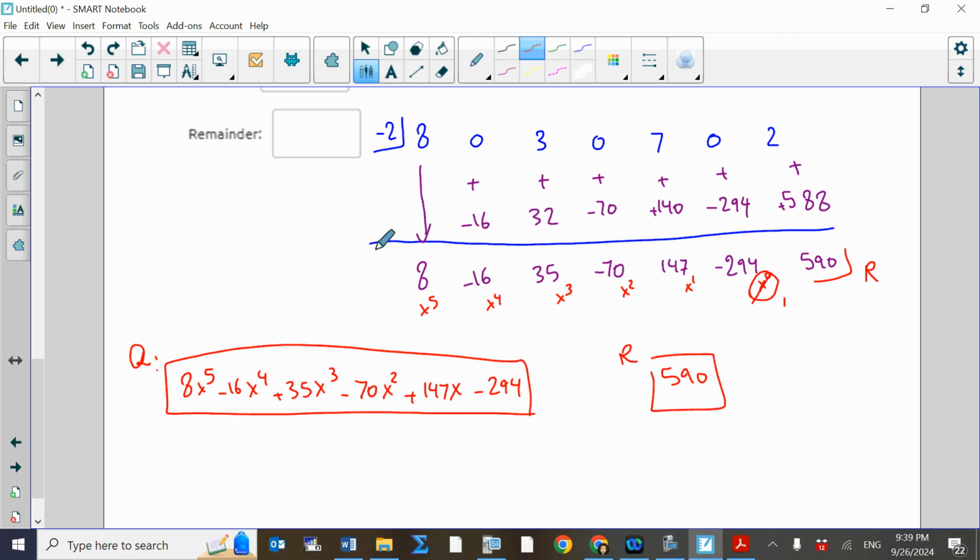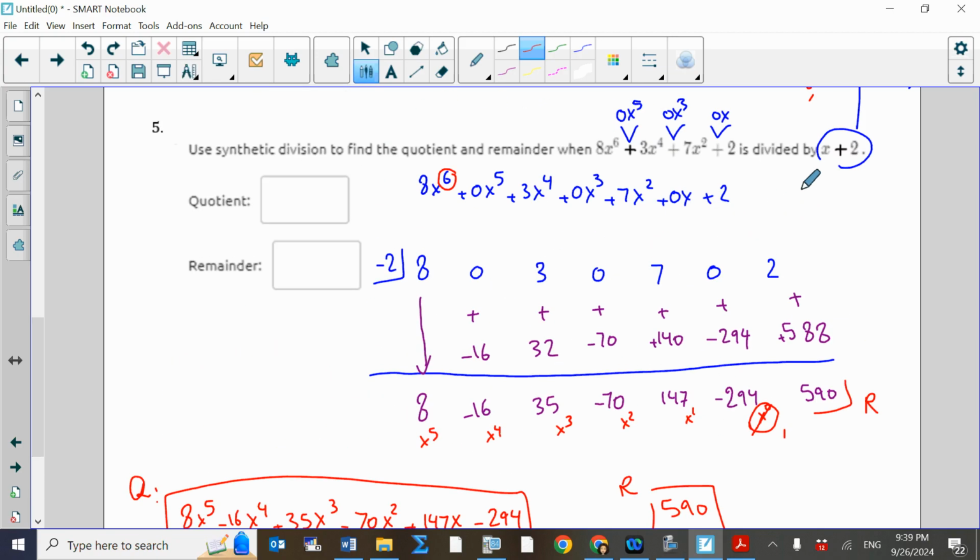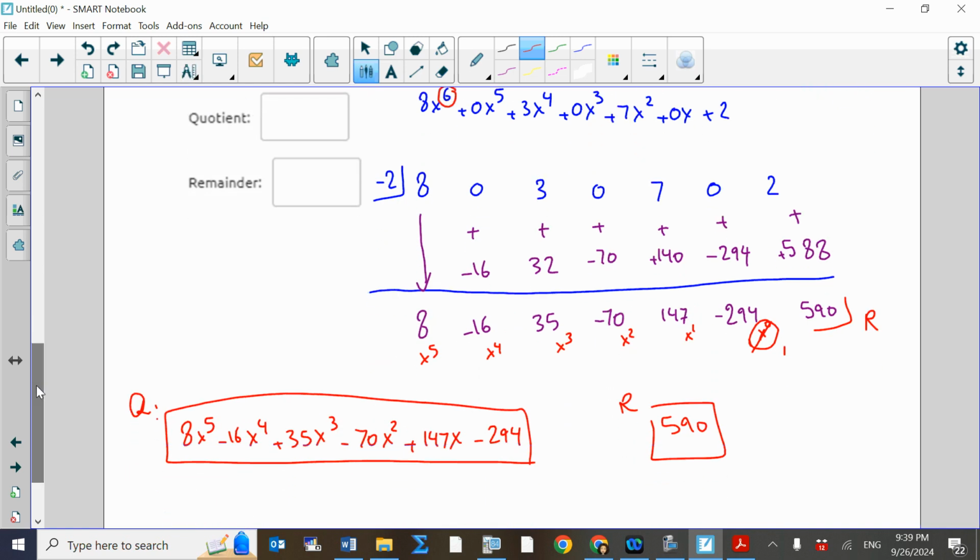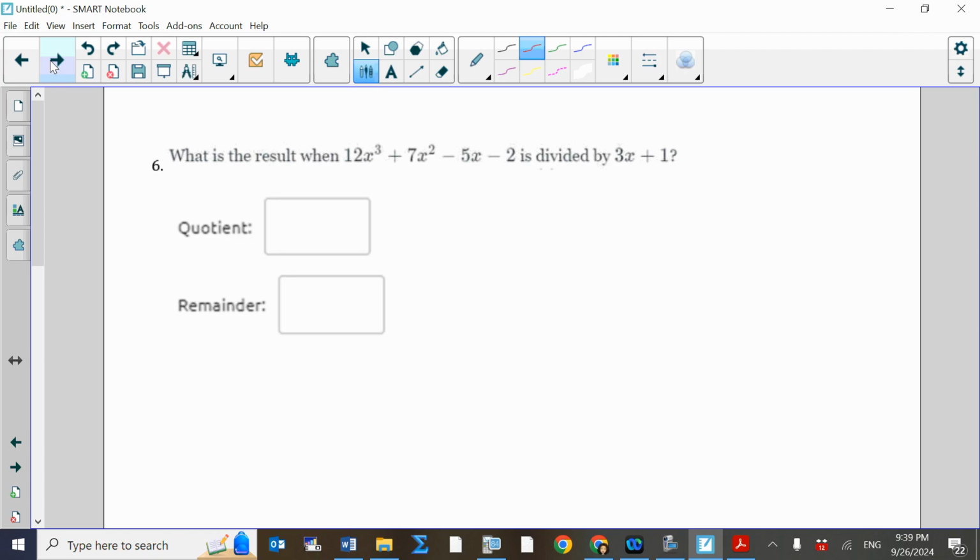We have learned before to write the remainder as 590 over the divisor, x plus 2. However, the CIA is going to be a little bit different, so it's going to ask you to write each of them separately, inside a box. Okay, let's go to the next problem.